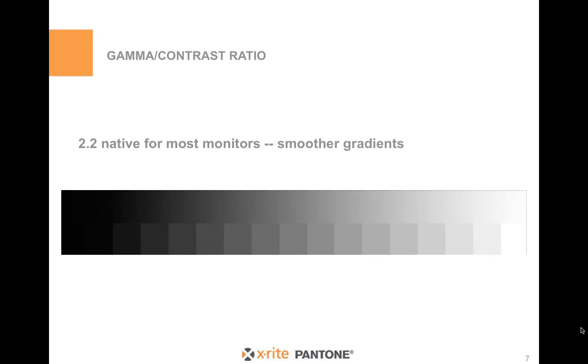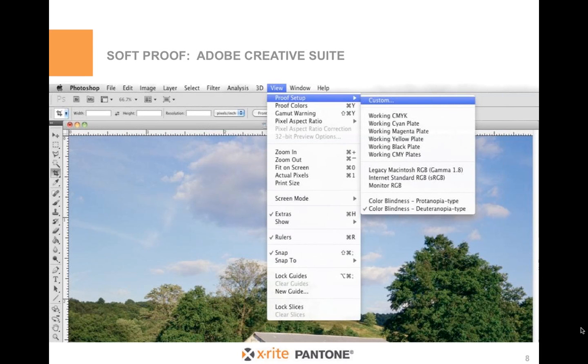Our software does allow you to vary the gamma setting if you do want to play with that. But again, if you're dealing with more than one monitor, make sure everyone's choosing the same gamma setting, and our recommendation would be 2.2. Now we talked about soft proofing.